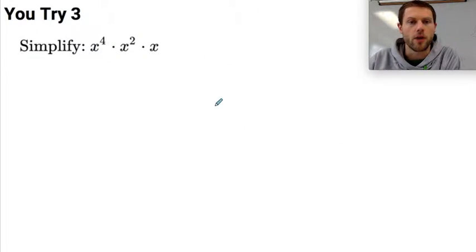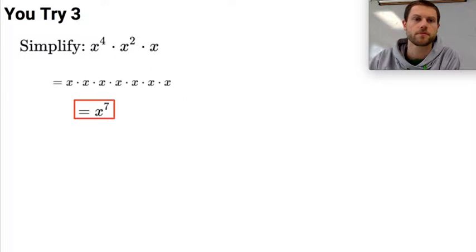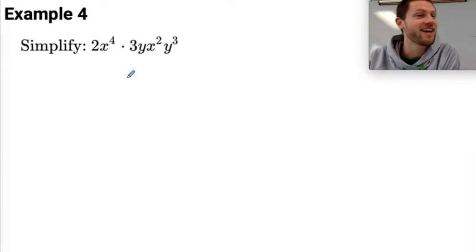All right, why don't you try this one? Pause the video and follow those same steps that we did in the last problem, and then resume the video when you're ready to check your answer. This one comes out to be x to the 7th. Did you get it? Hope so. Let's try the next one.